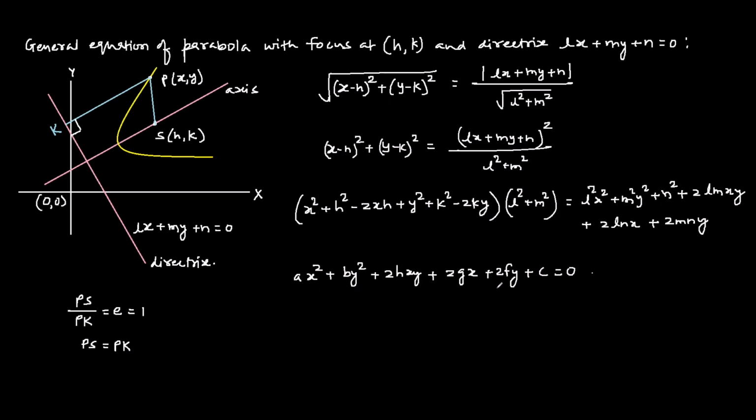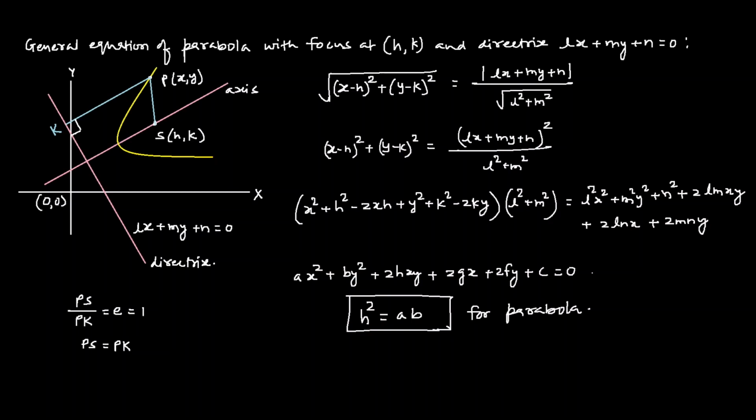Now if it is the equation of a parabola, then h square has to be the product of the coefficients of x square and y square, that is a into b, for a parabola. h square must be equal to a into b. So in this way we can find the general equation of a parabola.